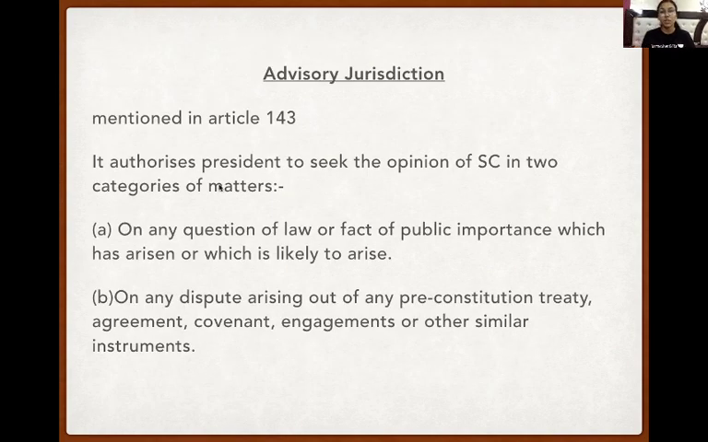So let us first see what is this advisory jurisdiction. So जो advisory jurisdiction है ये कौन से article में mentioned है? It is mentioned in article 143 of Constitution of India. So अब advisory jurisdiction के under जो है वो Supreme Court के पास क्या power है? So under advisory jurisdiction, it authorizes President to seek the opinion of Supreme Court in two categories of matters.